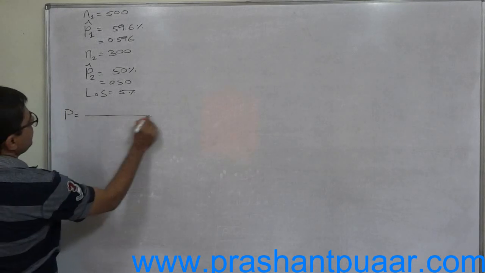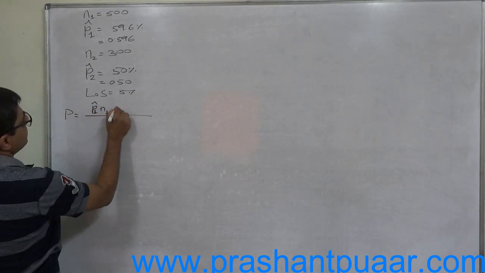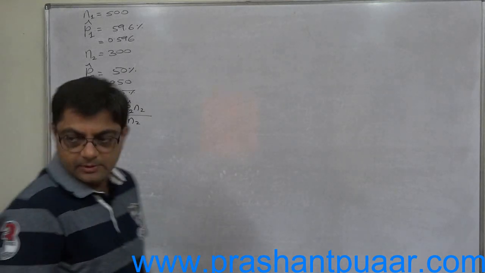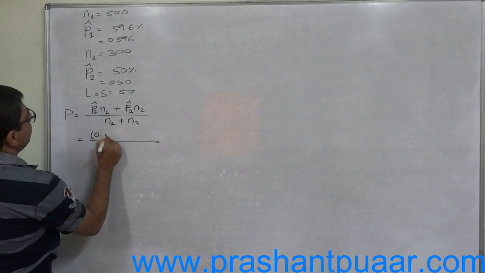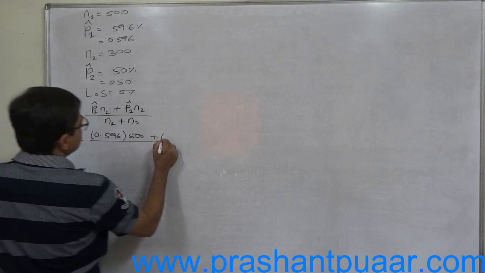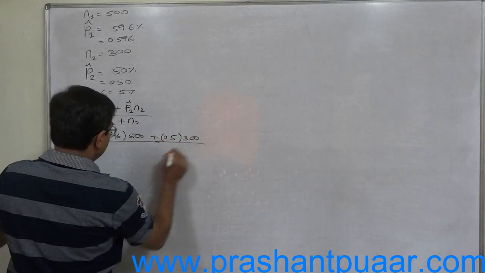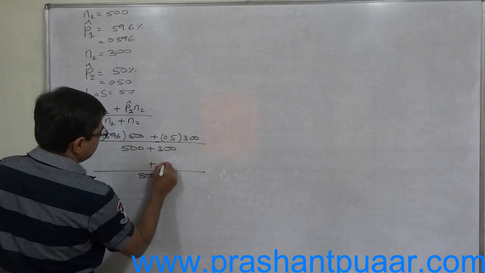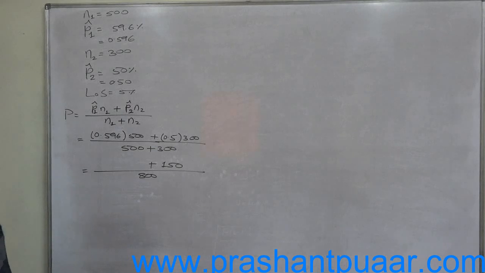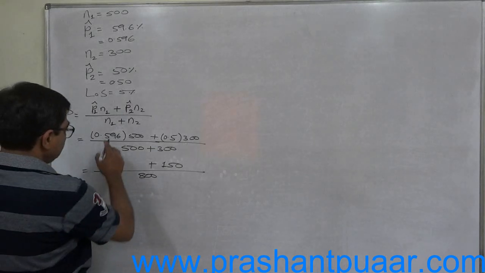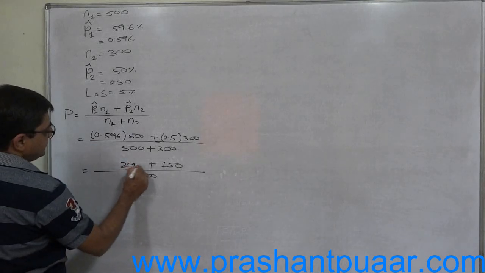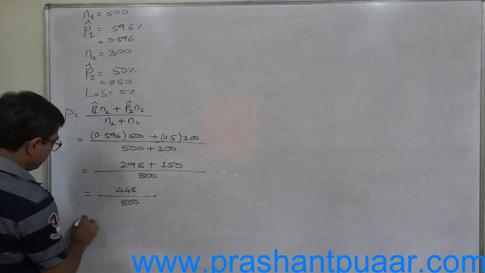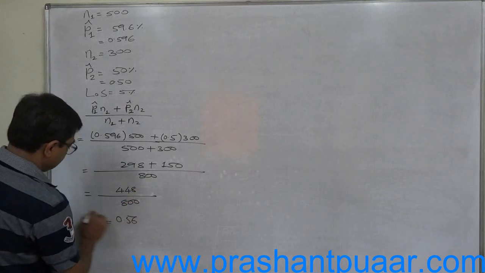First, calculation of capital P: P cap 1 into N1 plus P cap 2 into N2, divided by N1 plus N2. Since X1 and X2 are not readily available, we have to use this formula. 0.596 into 500 plus 0.5 into 300, upon 500 plus 300. 0.596 into 500. Yes. P comes to 448 divided by 800, which is 0.56.